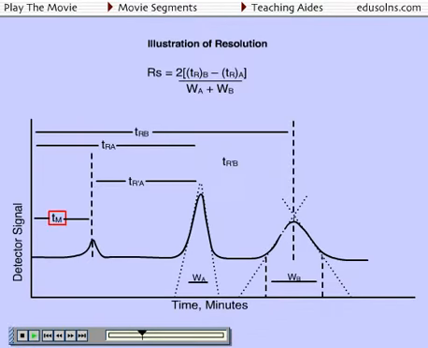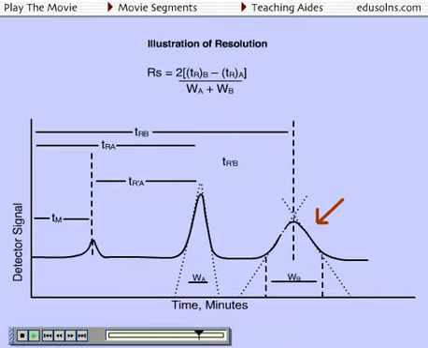T sub m is the time required for liquid or a non-retained tracer to travel from the injection system to the detector. T sub R A is the retention time of compound A, which again is the time required for compound A to travel from the injector to the detector. T sub R' A is the corrected or net retention time of compound A and is equal to T sub R A minus T sub m. Similar terms are used to describe the retention time of compound B.